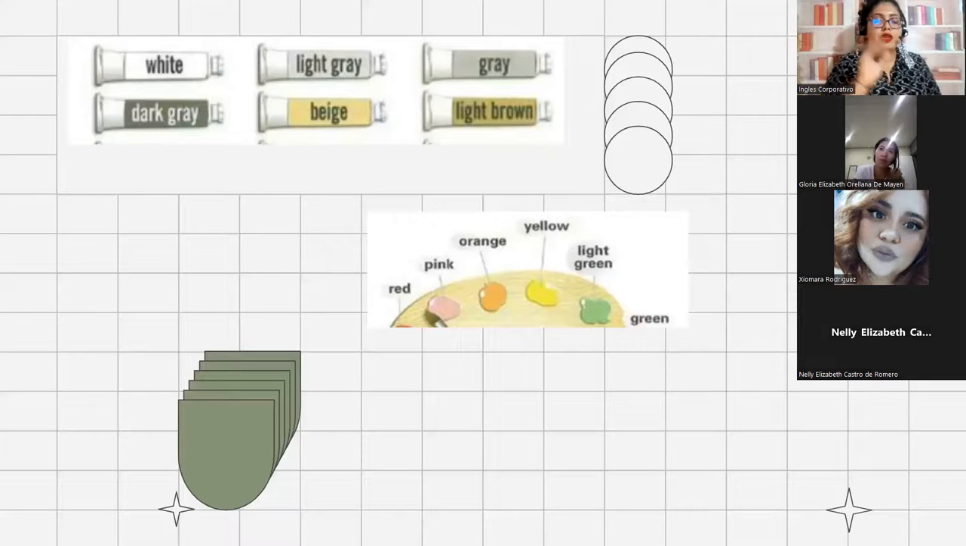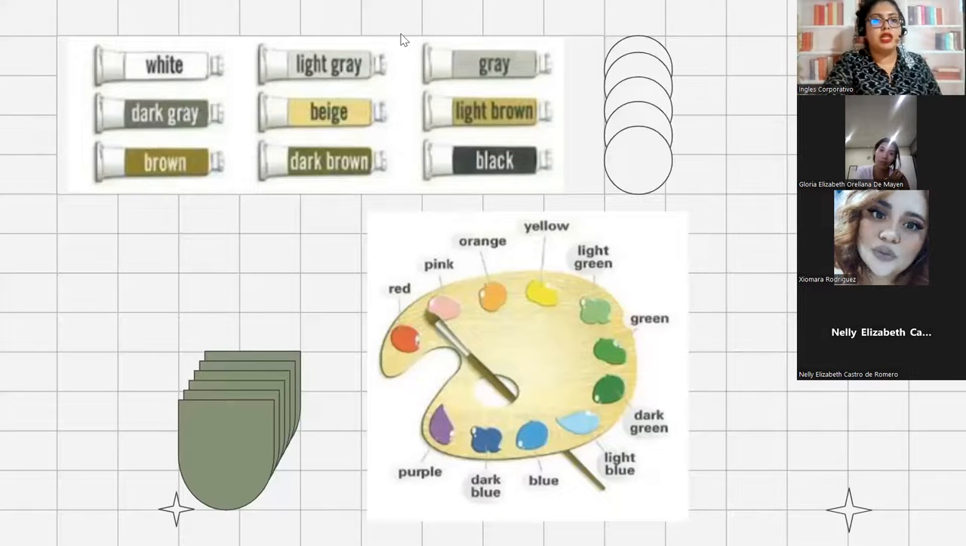So, in the first thing, you have here an image in which you can see some words. We have some examples of the colors.